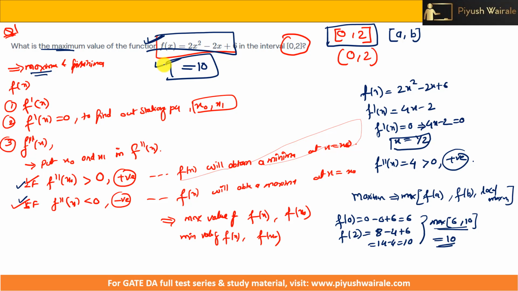Just remember this point: if in the exam it is asked for maximum value, it means the global maximum. So what is global maximum? It is the absolute maximum, which is basically the maximum of f of a comma f of b and the local maximum. Here we don't have any local maxima. Okay, so I hope you understand this particular concept. That's it.